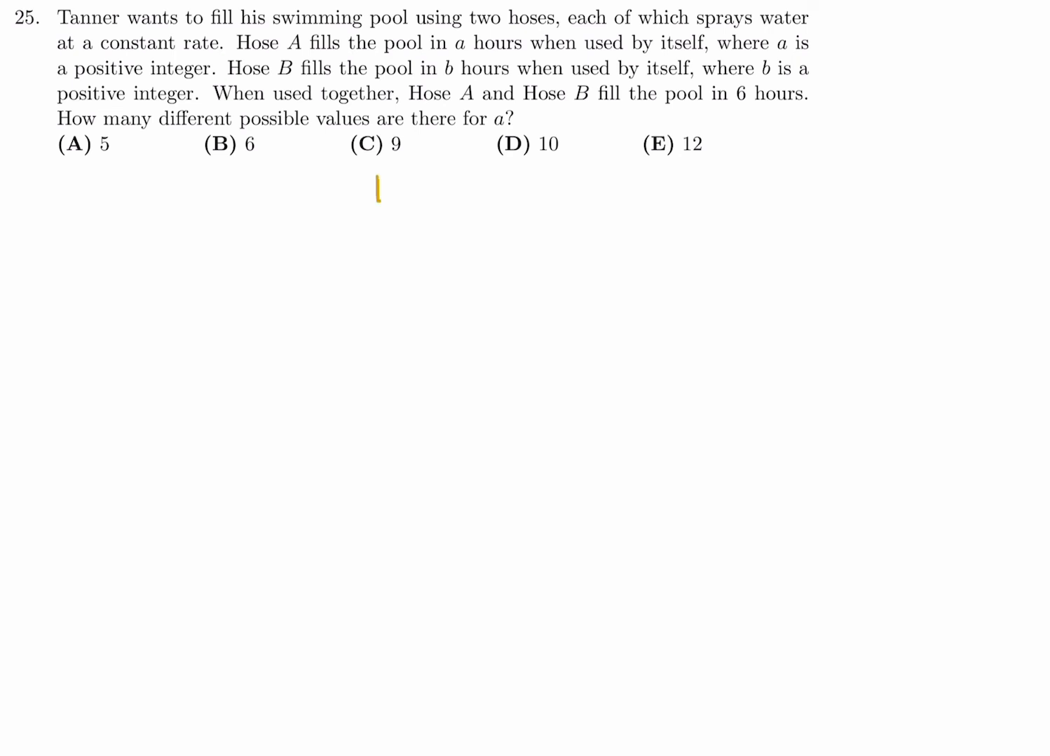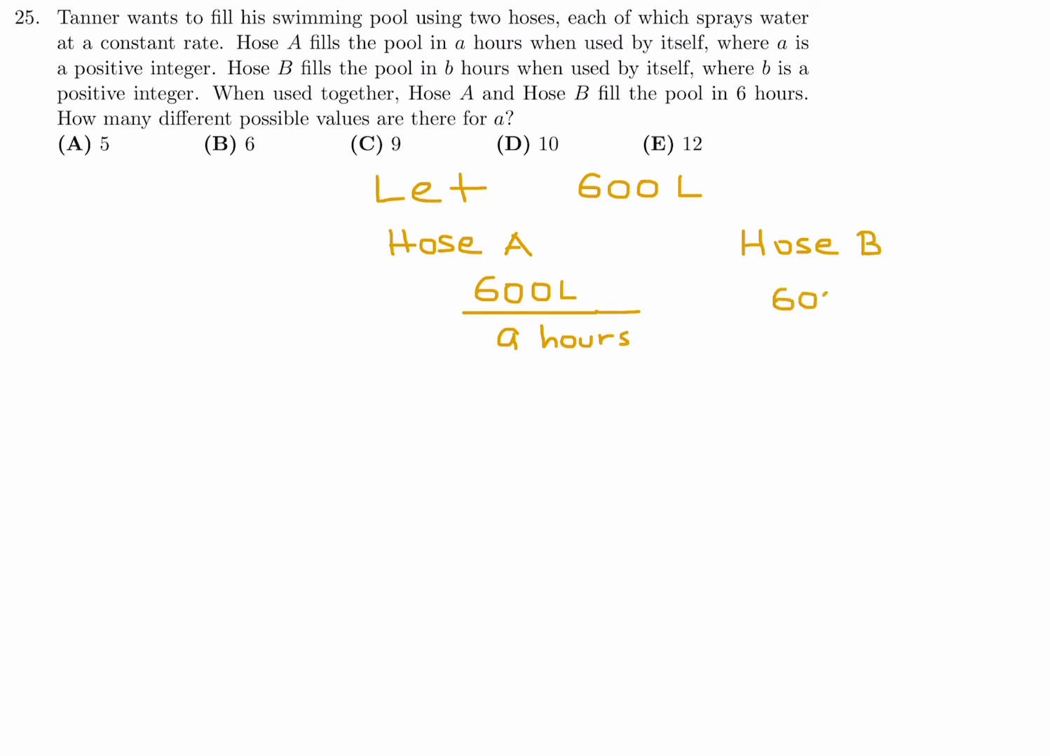As always, I like to use numbers instead of letters. So I'm going to let this big pool have 600 liters of water. And you can choose any number. I just wanted to choose something that was similar to 6. So I chose 600. So that means hose A, if you have 600 liters and you divide by the number of hours, A hours, it will give you the rate in liters per hour. So very similarly for hose B, it's the same story. You take 600 liters and divide by B hours, and that gives you the rate.